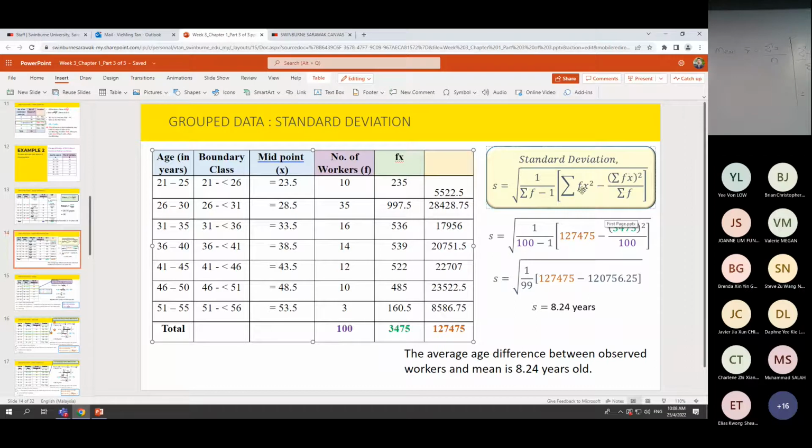Okay. How about this one? Fx squared, do we have the value now? We don't have. So we need to calculate the Fx squared, which is this column. Power 2. Fx power 2, and this is power 2, in fact.